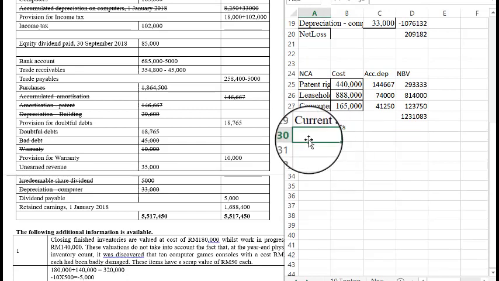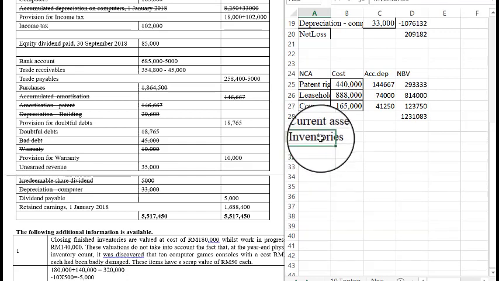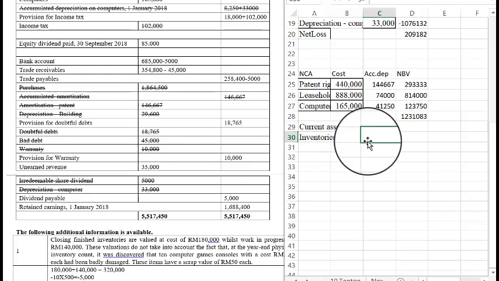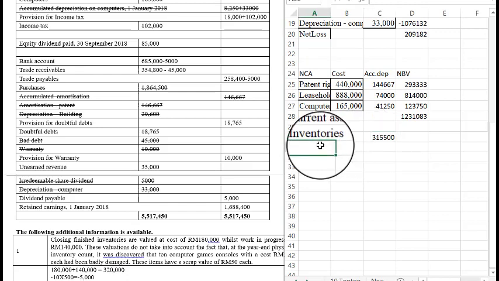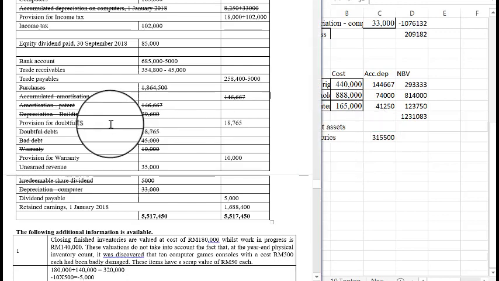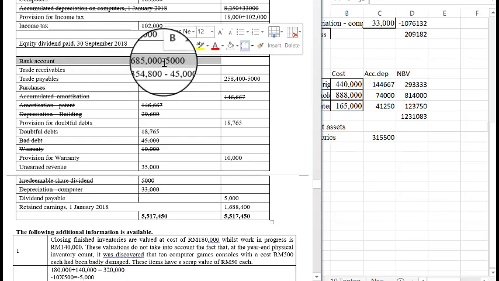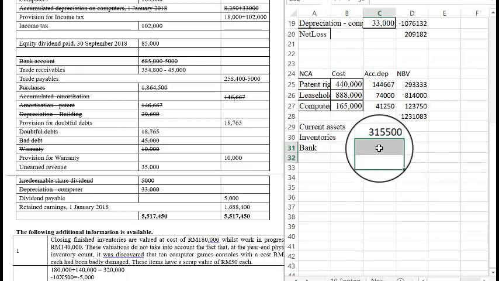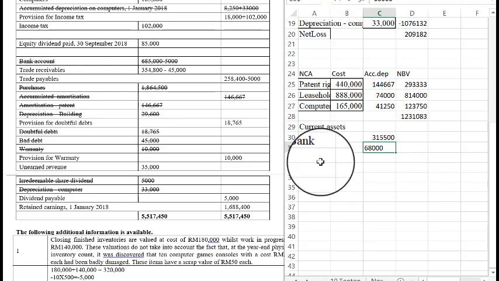So current asset, we have one inventory. So just now this one we should use the closing inventory if you still remember. So this one we have 315,500. Okay, next you will have your bank account. Let's do this. So your bank account amount will be 680. Okay.